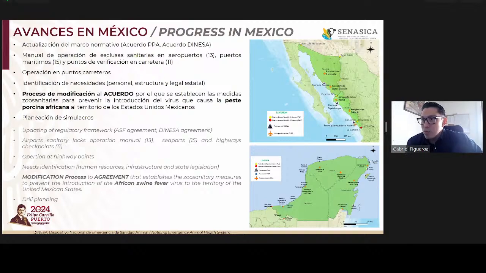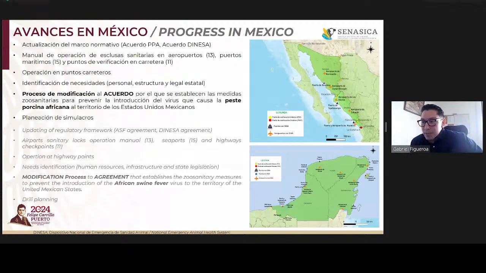We have already determined our needs when it comes to personnel and also the legal amendments at national and state level that are required. And currently what we are doing, as I said, we had these two documents, the ASF agreement and the DINESA agreement. And for the ASF agreement, we are working with our legal department in order for this agreement to be revised by them and subsequently be revised by our sector lead for this document to be published.